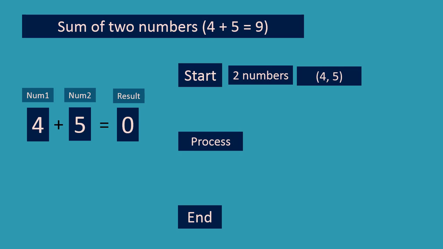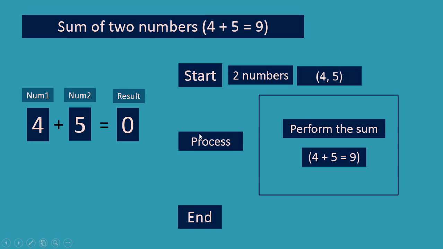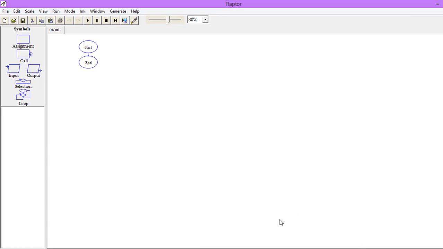In the process is where we are going to tell the program to put the sum of the numbers in the result variable. Then it will add number 1 and number 2, and the result of the sum will be placed in this text box. That is the end of our program. Result equals 9. Now we are going to run the program in Raptor.